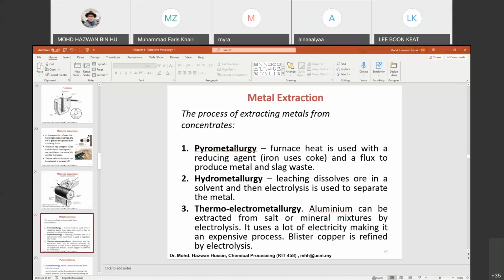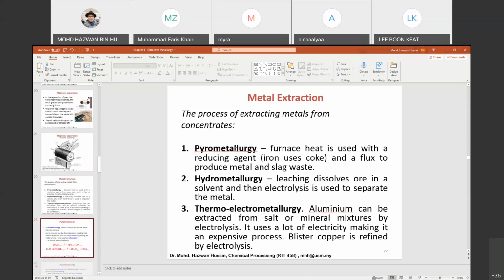And the operation cost for electrometallurgy is expensive. So all methods actually have their pros and cons. It depends on the budget and the purity that you want. Then later on you will choose the specific metal extraction method.